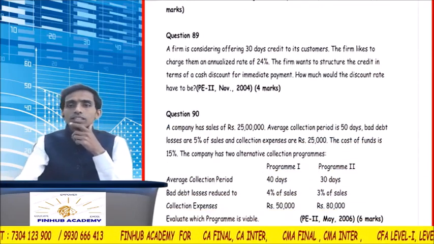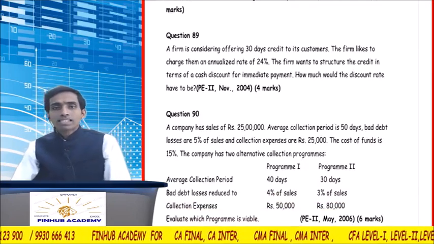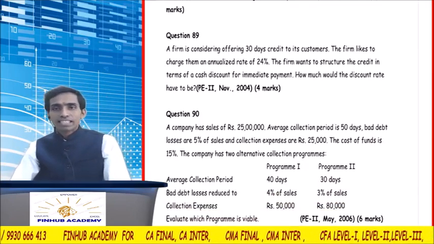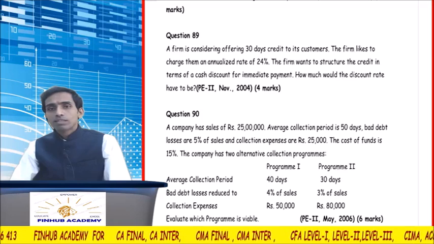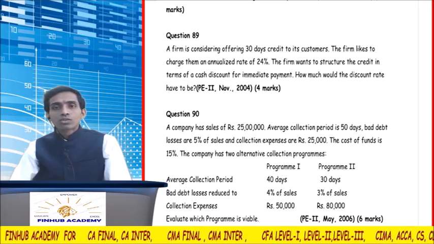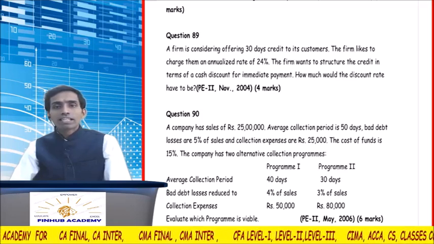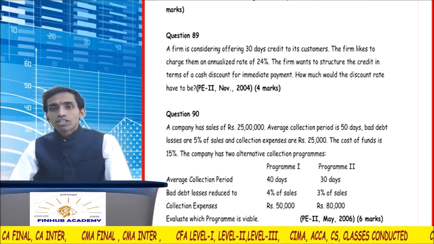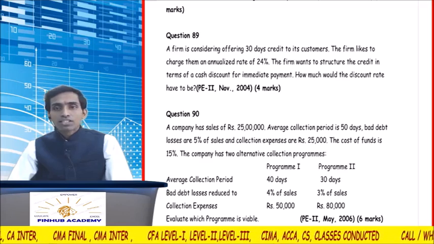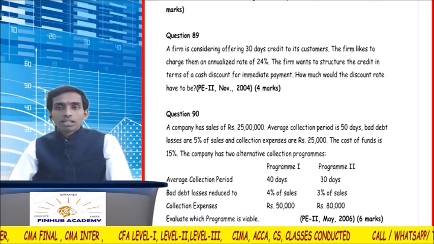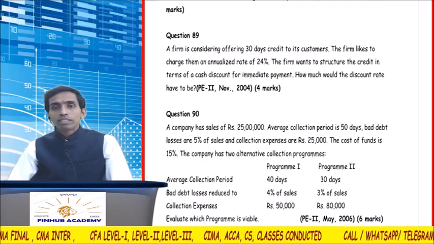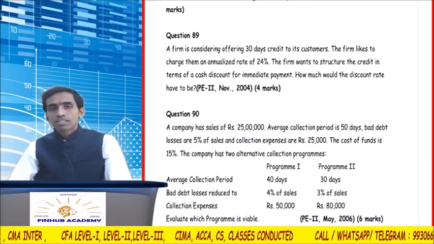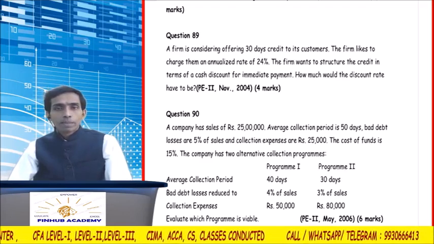See the question. A firm is considering offering 30 days credit to its customers. The firm likes to charge them an annualized rate of 24%. The firm wants to structure the credit terms of cash discount for immediate payment. How much does the discount rate have to be? This sum also can come. Question number 1, compulsory, for 5 marks.